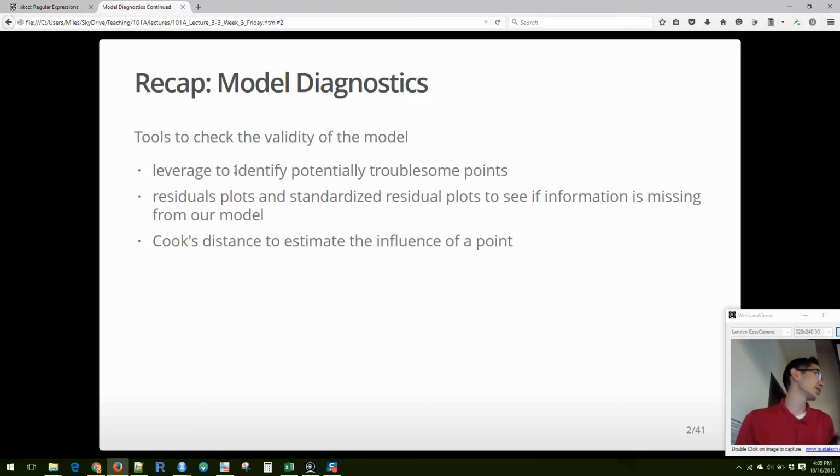And when you do diagnostics, it might not be absolutely clear whether the model that you have is or is not a good fit. Okay.